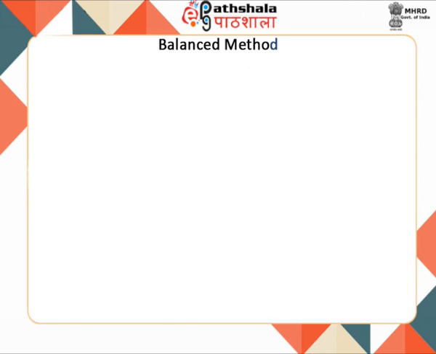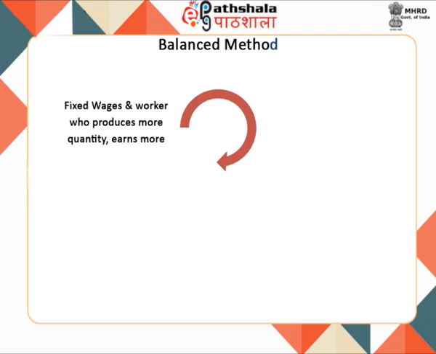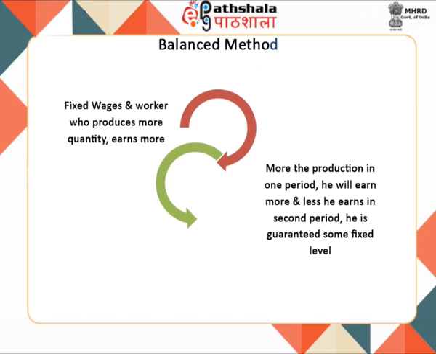Moving on to the last method, the balanced method. This method is a combination of the two methods discussed previously. According to this method, the worker is guaranteed a fixed wage rate based on time rate along with the provision of piece wage method. So if a worker produces more quantity in a given period, he earns more than his time wage. So he is suitably rewarded or compensated for his efforts.